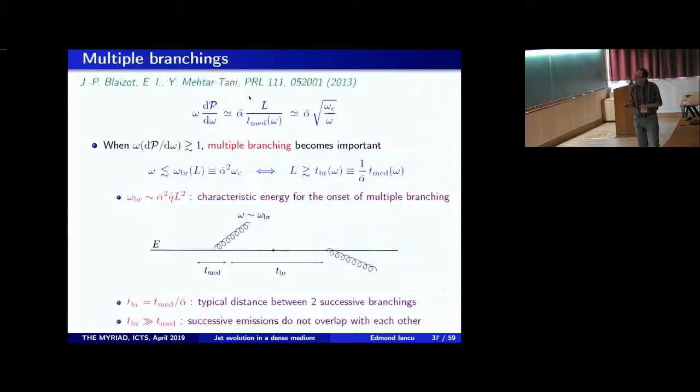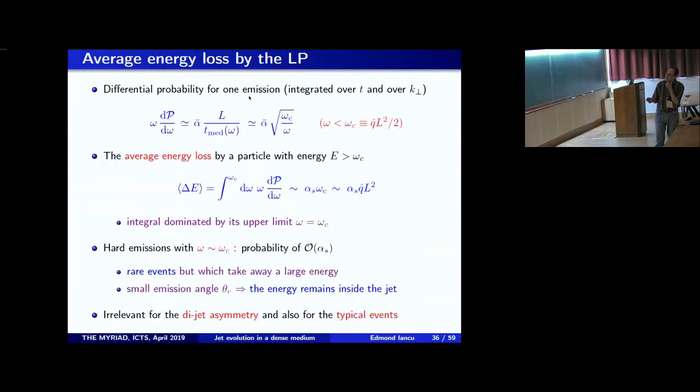Okay. So indeed, this is the spectrum, and this spectrum has the property that if you compute the expectation value of the energy loss, it is controlled by the upper limit. But this refers to hard and rare emissions which remain inside the jet, so they don't count for the energy loss by the jet.